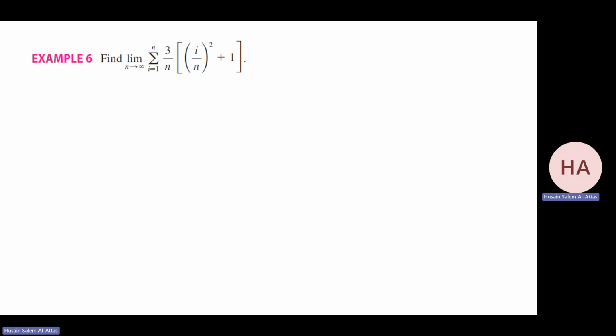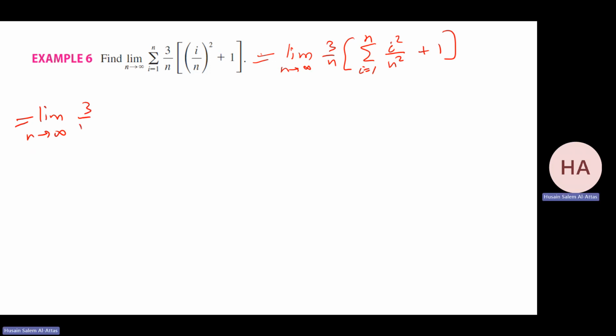Limit as n goes to infinity of this one. We'll do the calculation. Don't forget the limit. 3 over n, I can take it out. Summation, i equal 1 to n of i squared over n squared plus 1. So that will be the limit as n goes to infinity of 3 over n times 1 over n squared times the summation of i squared, which is n(n+1)(2n+1) over 6. I took 1 over n squared outside times the summation of i squared. Summation of 1, it's just n.